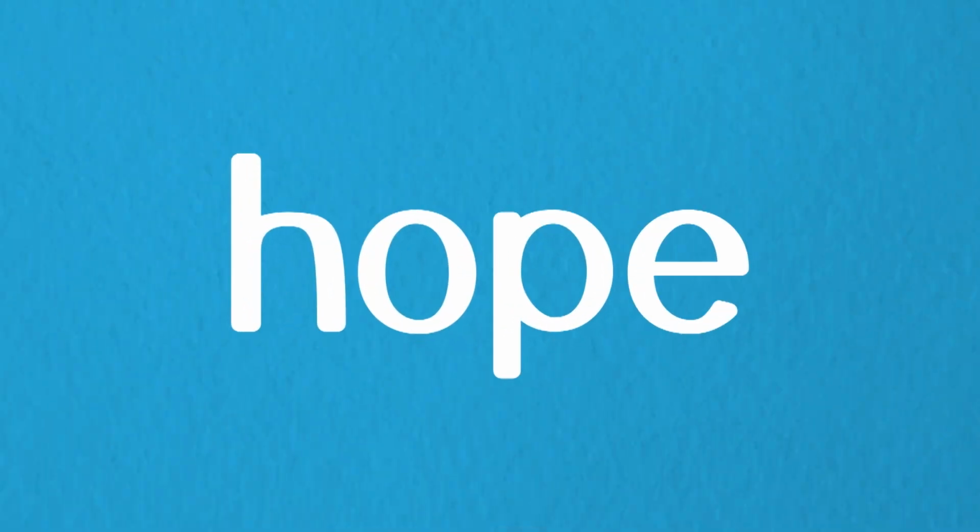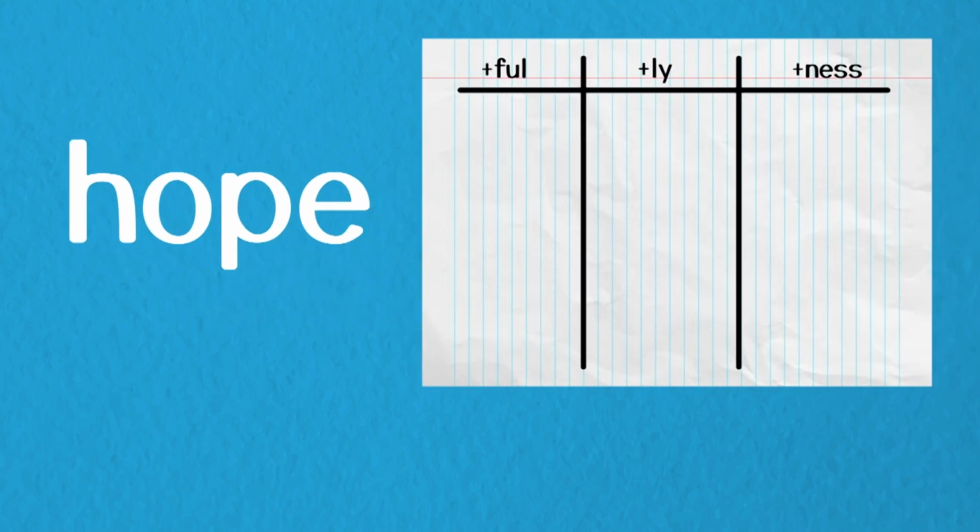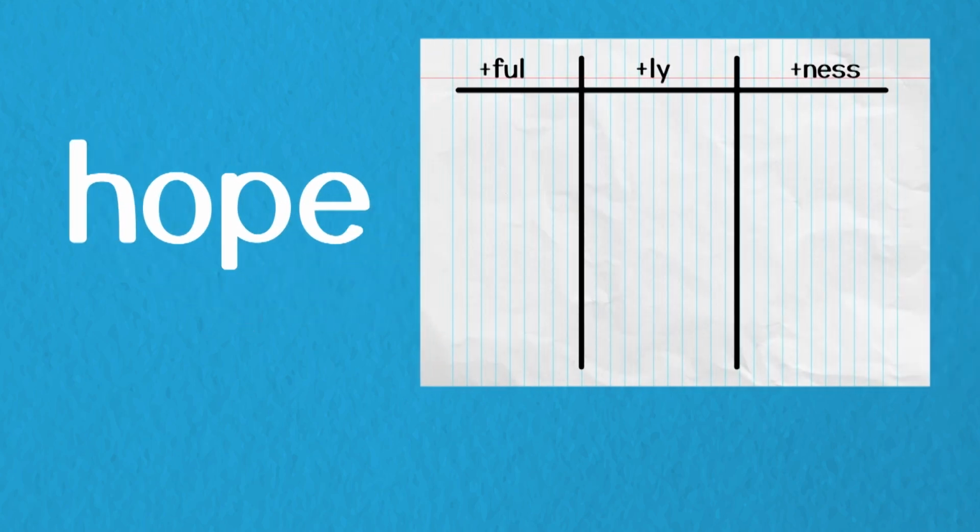All right, scholars. Our first base word is hope. Hope is a feeling of desire or expectation. We are going to first add the suffix full to the word hope. When we add the suffix full to the word hope, we're going to get the word hopeful. What word? Hopeful. Nice job, scholars. Yep. Go ahead and write that word down under our first section where it says adding full.